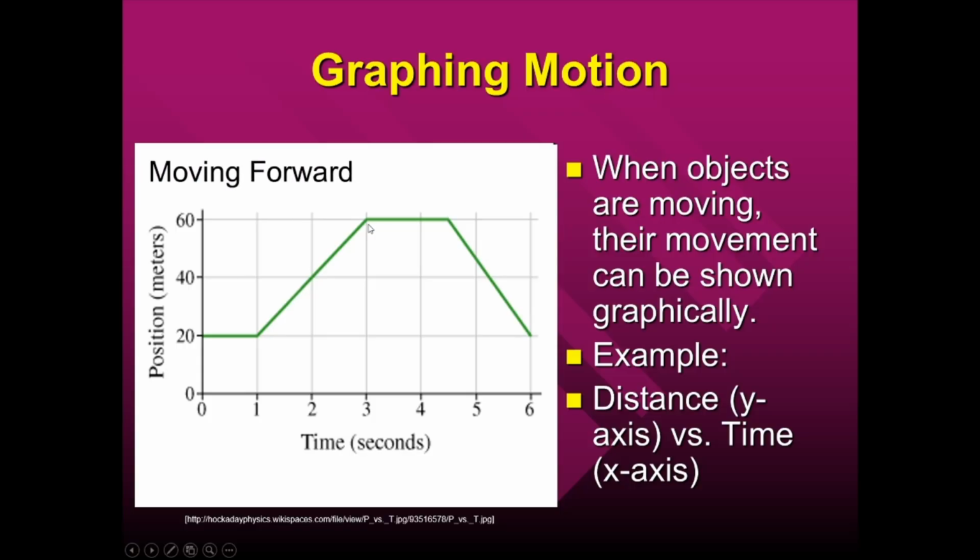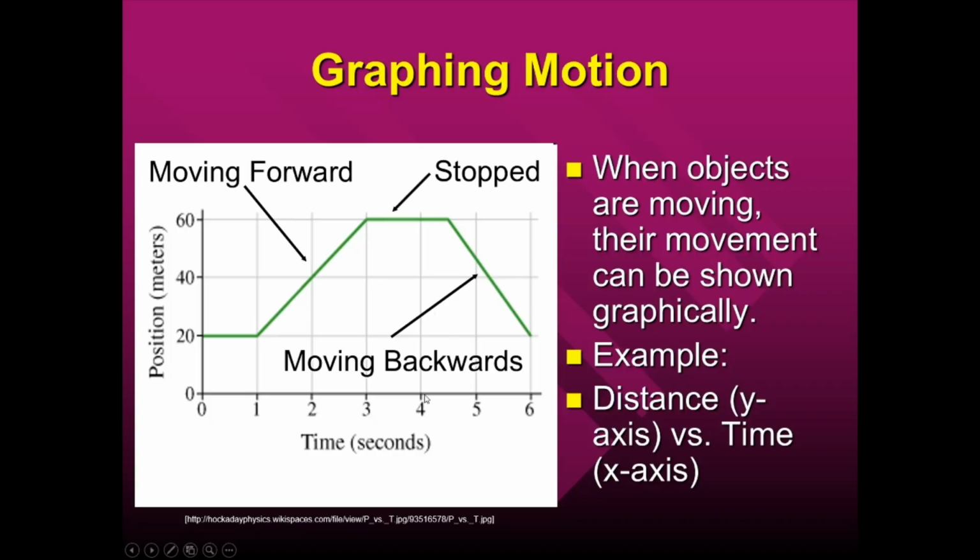Maybe you predicted that the person was moving forward, and that is the correct answer, because you can see their position in meters is advancing as time is advancing. So what does that mean between 4.5 and 6 seconds? If you guessed that they were moving backwards, that is a correct answer. They went from the position 60 meters back down to 20, so obviously they were moving backwards. And we kind of covered this already: what does this flat portion mean, when their position is not changing as time advances? That means that they have stopped.